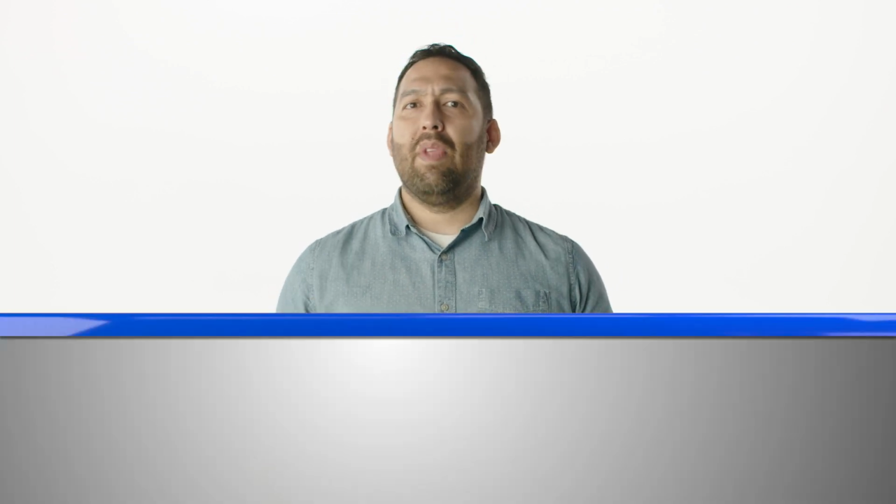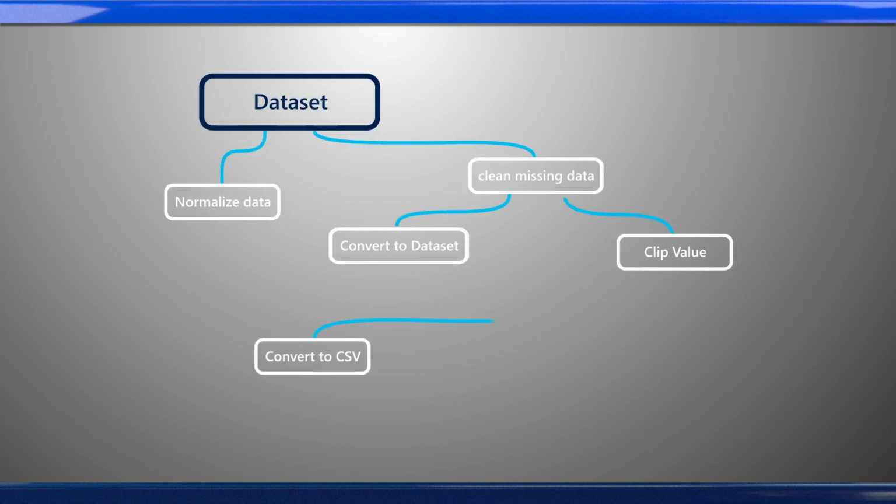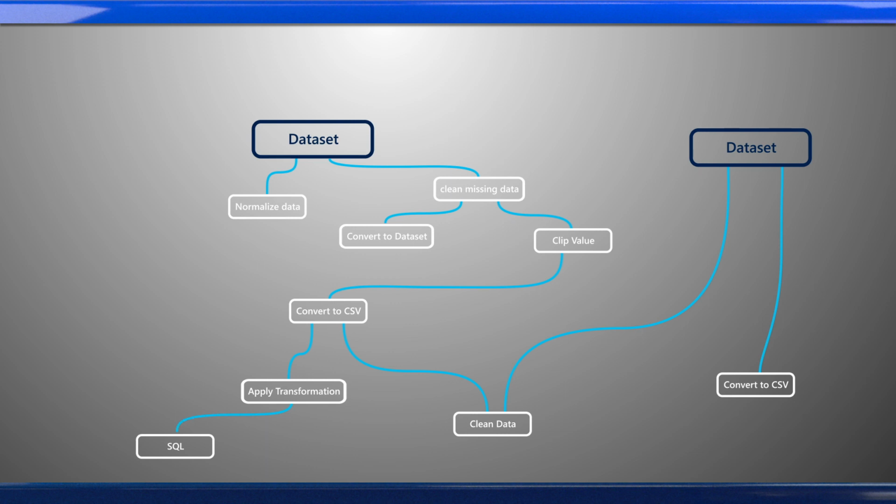Let's talk about a pipeline. A pipeline consists of datasets and analytical modules which you can connect. Pipelines have many uses. You can make a pipeline that trains a single model or one that trains multiple models. You can create a pipeline that makes predictions in real time or in batch. Or you can make a pipeline that only cleans your data. Pipelines let you reuse your work and organize your projects.